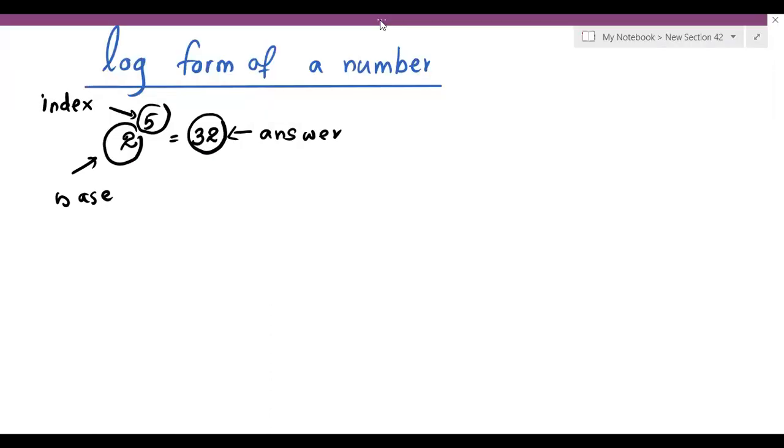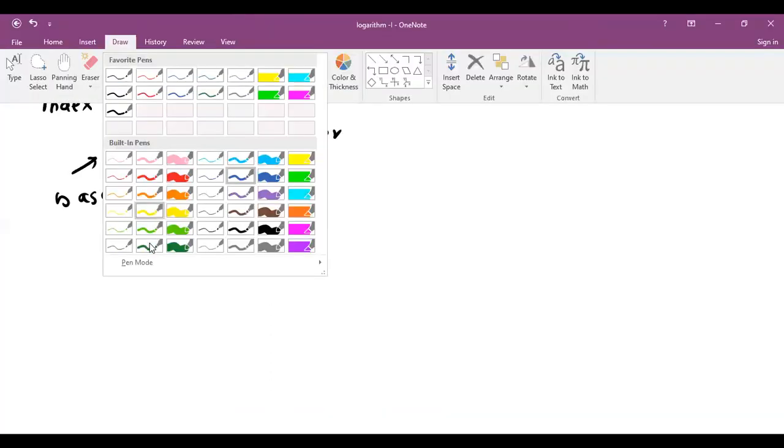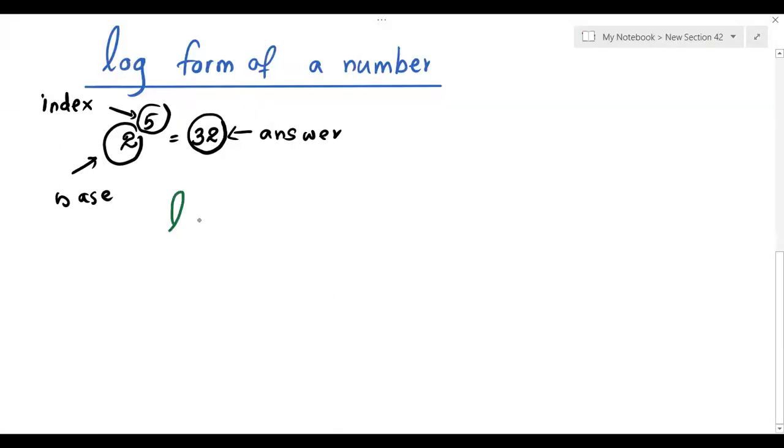When we write the log form, definitely we have to write the word log. Log should be written. Then, within this log term, we have to write the answer, 32. And always the base of the log form equals the base of the index form. It is written at the tail of the g. Why do I say that? Because it is written near the g, but a bit below the line.